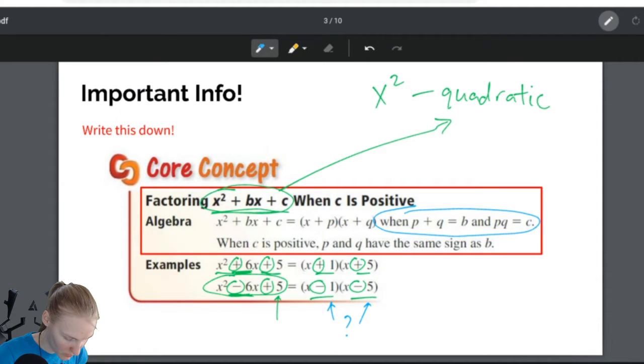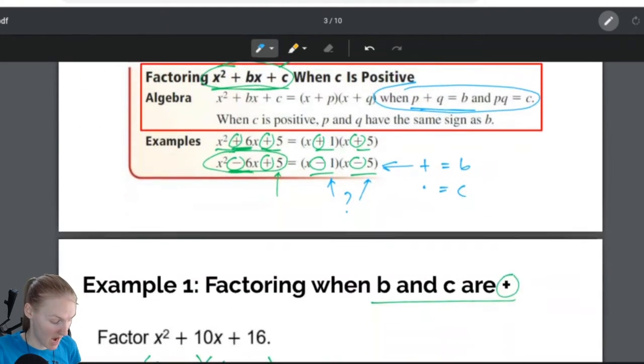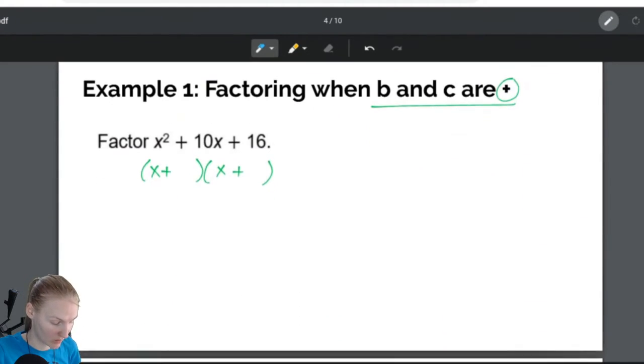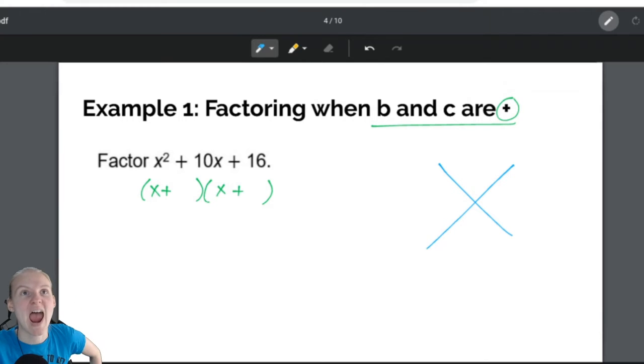So these two numbers that we get need to add up to equal b, and they need to multiply together to give me c. That is confusing when we just say it out loud, so let's see it in action. I'm gonna draw a big X, because we have x squared here.